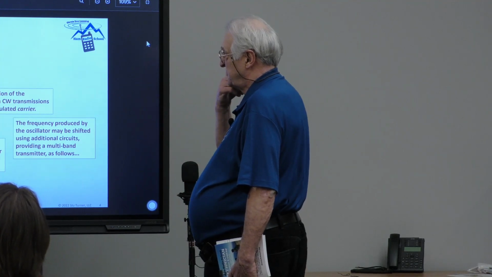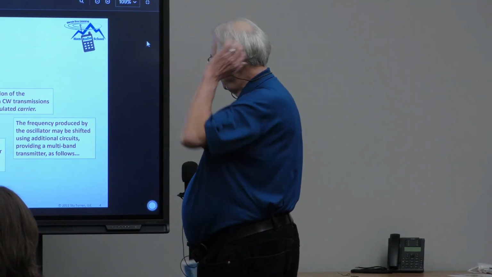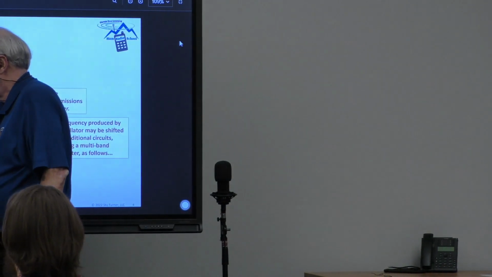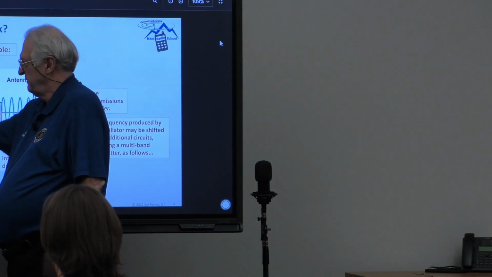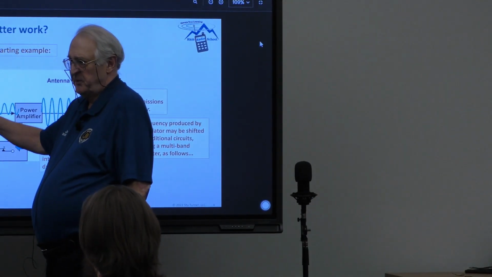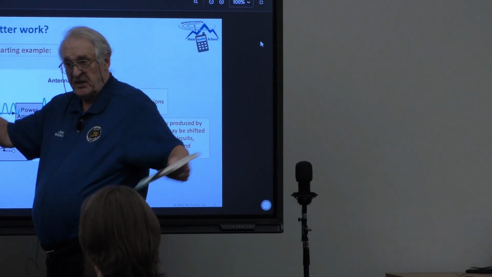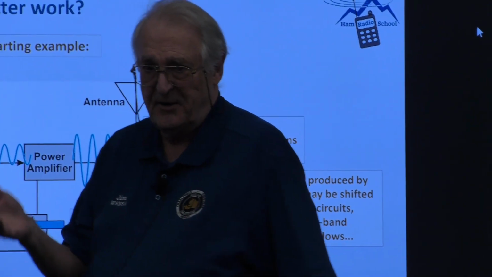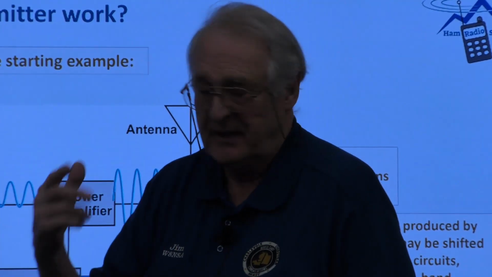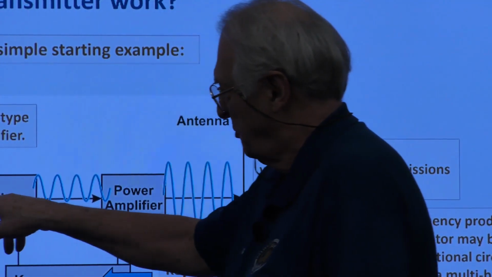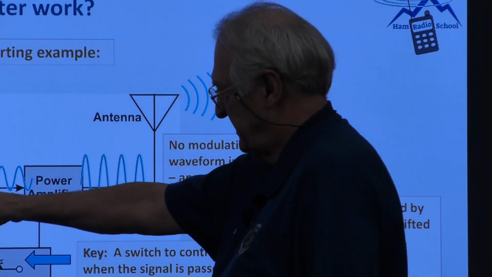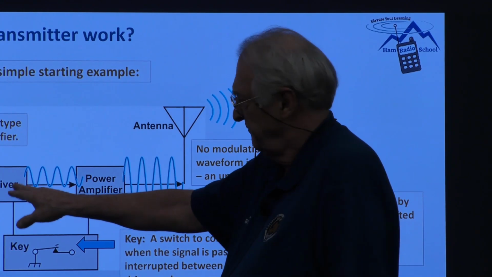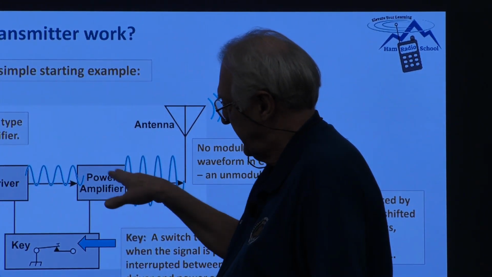CW, how does a transmitter work? Here's an example of a simple CW, continuous wave, transmitter. We have an oscillator. This oscillator is a circuit that's designed to generate a frequency. It can be a crystal. It can be an amplifier in feedback. You ever had audio feedback in a PA system? That's an oscillator at its inherent resonant frequency. It's the squeal that you get. Well, similar technique. That signal goes into this driver, which is usually an amplifier. It's called a driver. It isolates the oscillator from the amplifier.